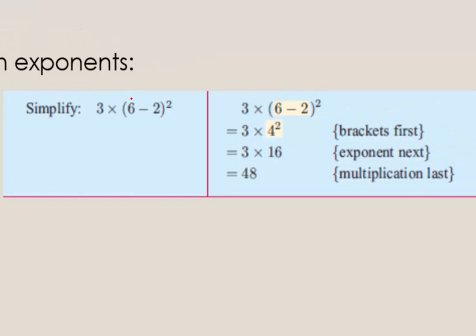When you have exponents, now you have brackets and exponents. The first thing we do, because brackets come first, is solve the brackets. So 6 minus 2 is 4, and then the 4 is squared. 4 times 4 is 16. 3 times 16 is 48.